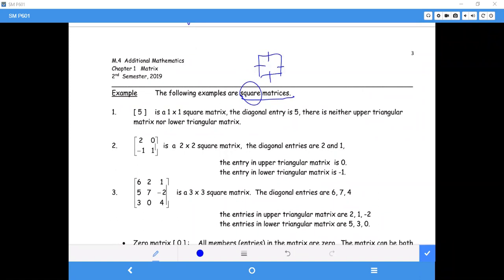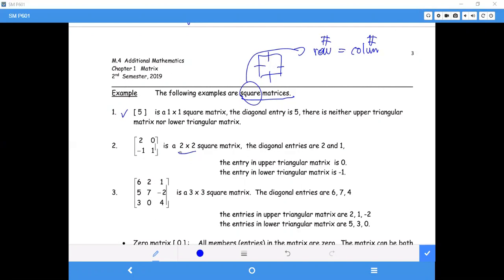And when we talk about a matrix, a matrix has rows and columns. So the key is that square means the number of rows must be equal to the number of columns. Something like this, number one, is a 1 by 1 square matrix. You have one row and one column. This one is 2 by 2. Very easy. You have one row, two rows, and one column, two columns.